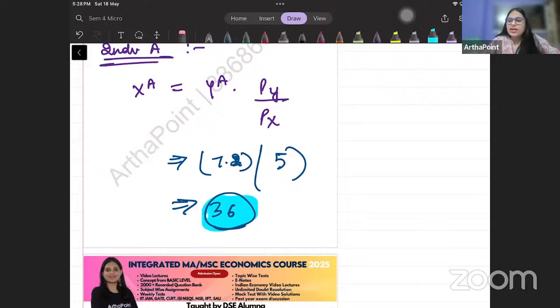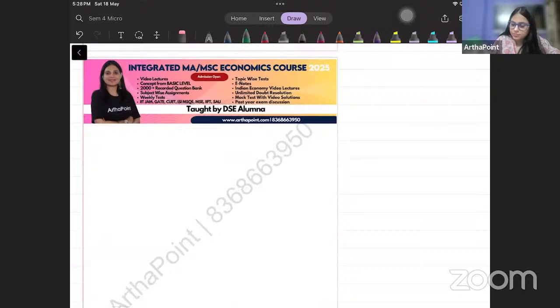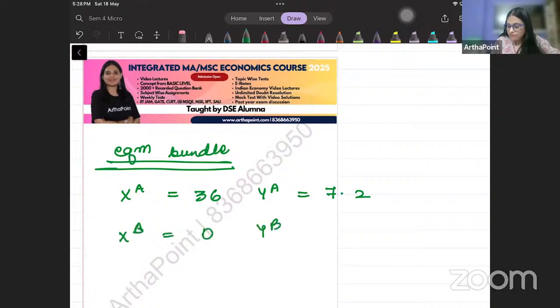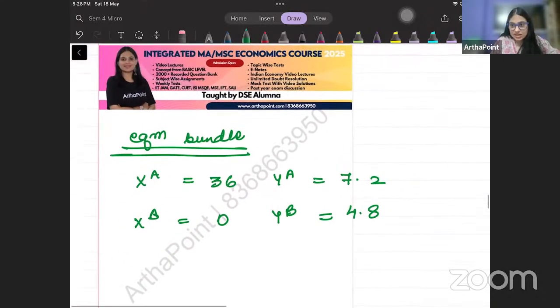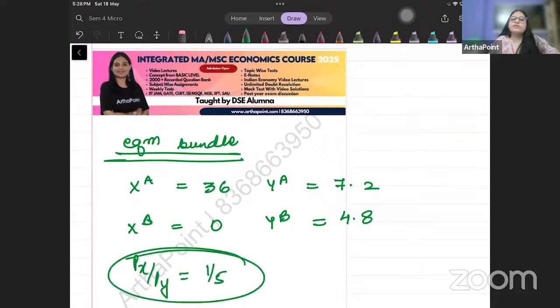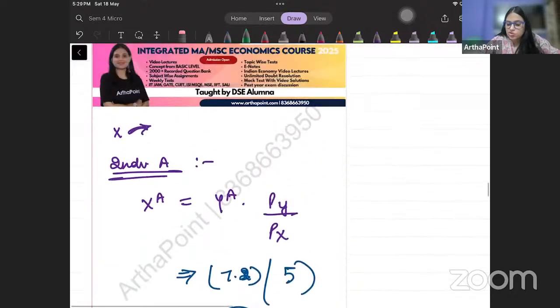So let me write the equilibrium bundle. The equilibrium bundle is coming out as XA is 36, YA is 7.2, and for individual B, XB is 0, and YB is 4.8, and the market is clearing, and your PX by PY ratio is coming out as 1 by 5. This is how you can solve your question. Right? This is how you can solve your question.